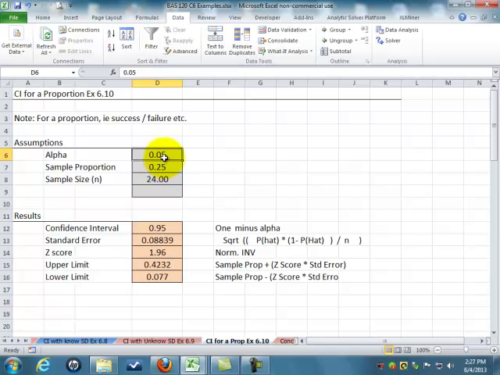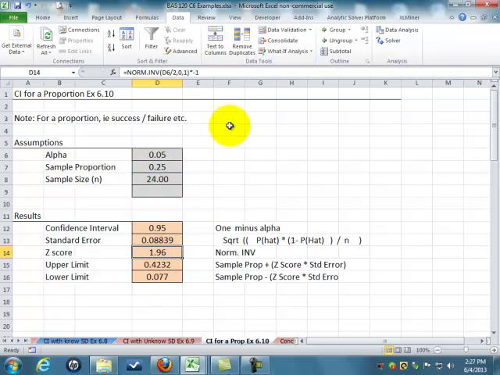Well, we're going to do it somewhat similar. We're going to look at our alpha. We're going to look at our sample proportion. What percent of the time are we successful? In this case, 25% of the time. Our sample size is 24. Our confidence interval, once again, is 1 minus the alpha. Our standard error is a little bit different. We take the square root of our sample proportion times 1 minus our sample proportion, often called p hat, divided by the sample size n.